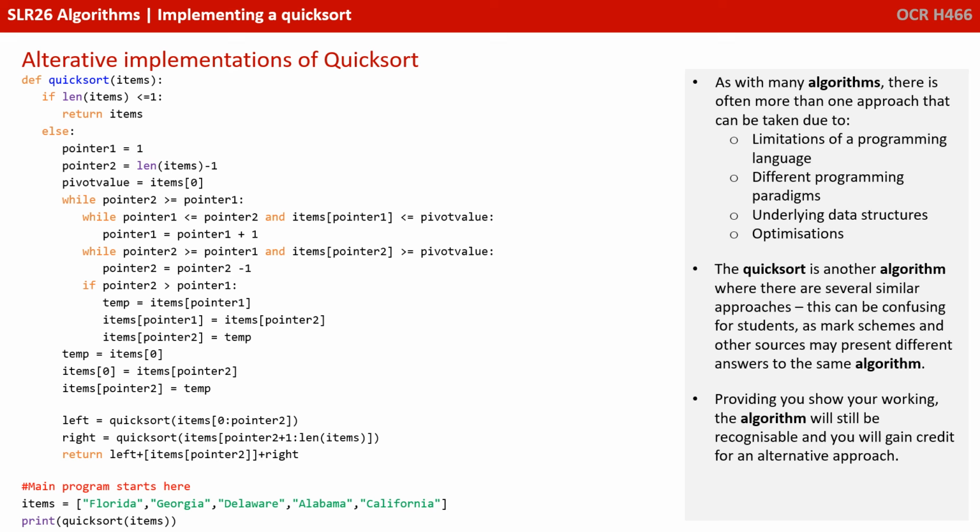As with many algorithms, there is often more than one approach that can be taken due to limitations for programming language, different programming paradigms, underlying data structures, or just different methods of optimization. The Quicksort is another algorithm where there are several similar approaches, and this can be confusing for students as mark schemes and other textbooks may present different answers to the same algorithm. Providing you show your working, the algorithm will still be recognizable and you will gain credit for an alternative approach.